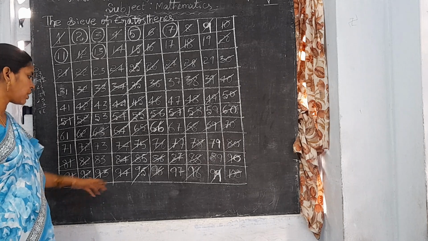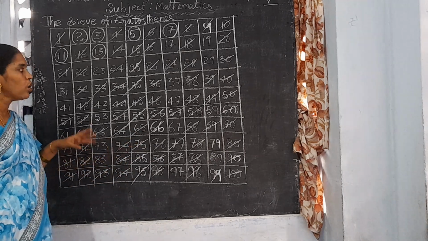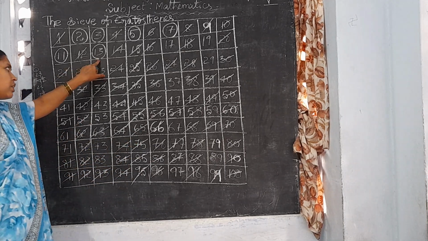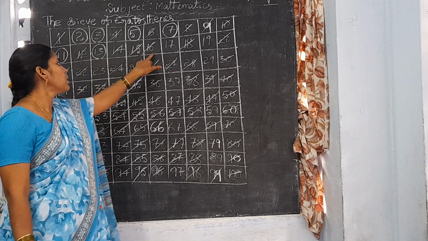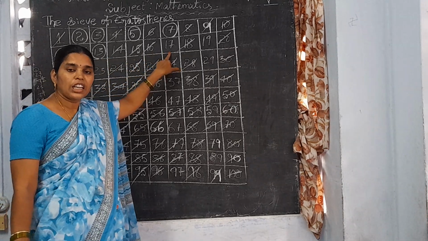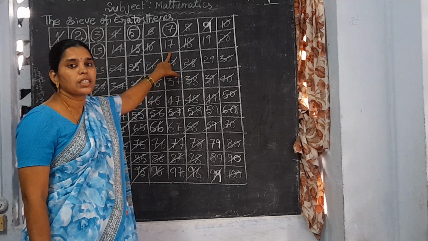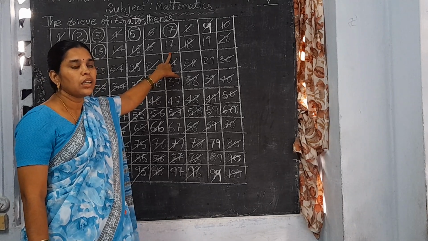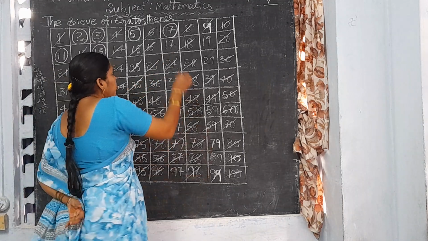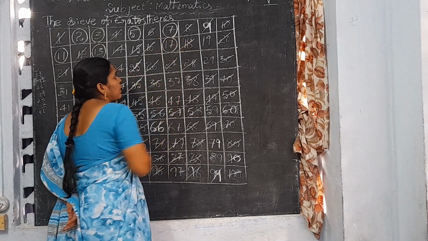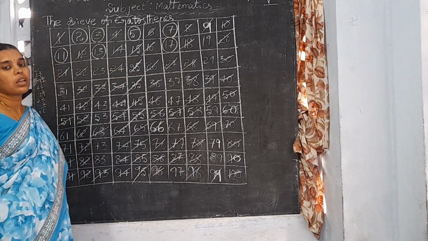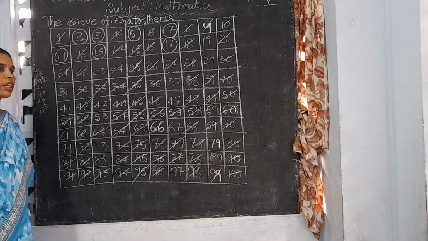Remaining, not there in this table up to 100. So 13, leave it. Now you go to 17. Is 17 a prime number? Yes. It has only 2 factors, that is 17 and 1. So it is a prime number. Circle the 17. Now, cancel all multiples of 17.